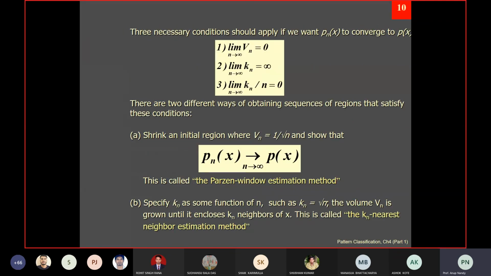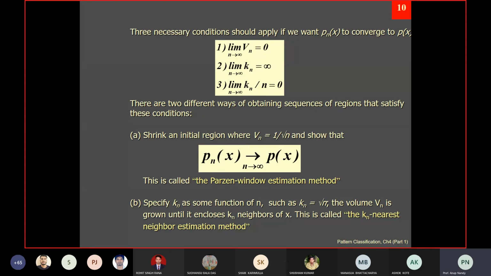And these are the necessary conditions we should apply if we want Pnx to converge to Px. Okay, we have already seen. And there are two different ways of obtaining the sequence of regions that satisfy the three conditions. The first one is to shrink an initial region, where Vn is equal to 1 by root n, so that Pnx converges to Px as n tends to infinity.